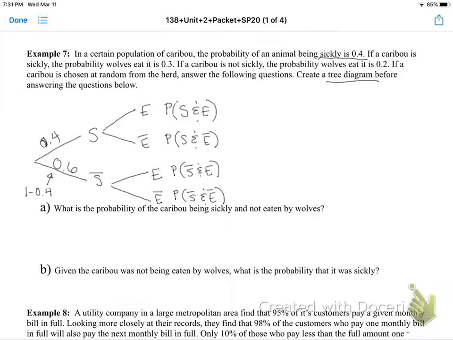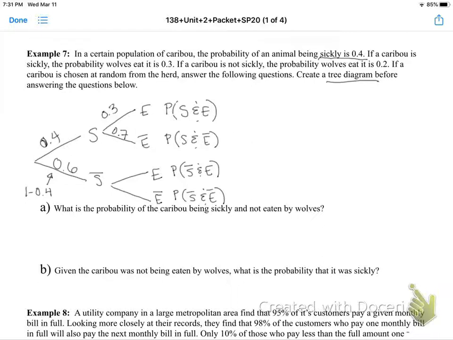The next sentence says, if a caribou is sickly, the probability wolves eat it is 0.3. So it's sick and then eaten. So that's 0.3. That goes here, okay? And we would repeat this similar math that we did to find the not sick branch down on the first level. We repeat on the second level. So we see that the caribou is sick and not eaten with a probability of 0.7, right? For being not eaten given it was sick.